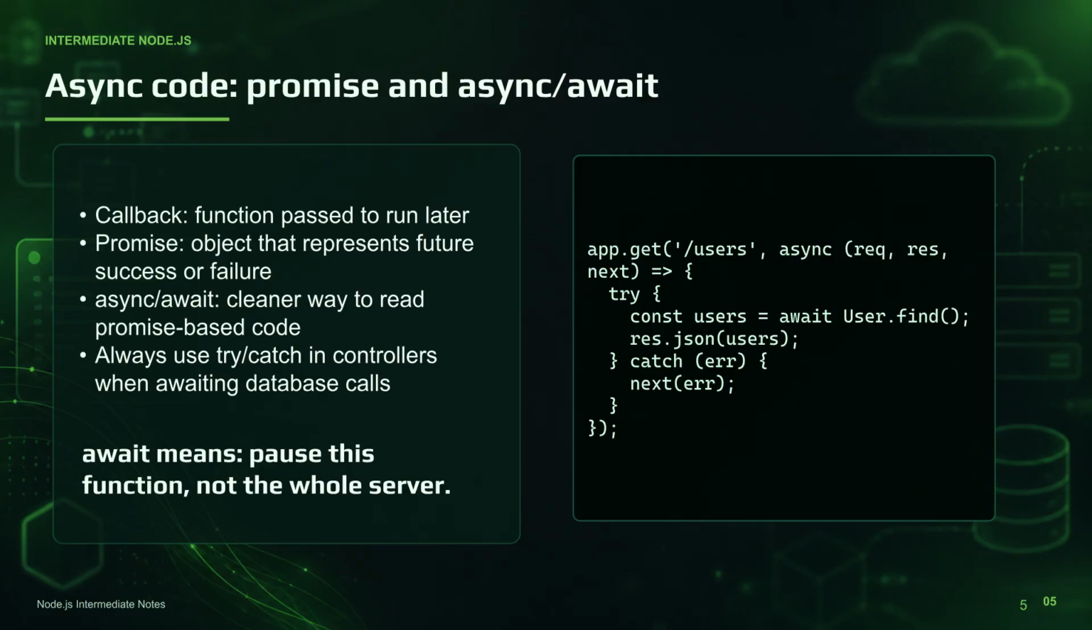Managing asynchronous code is essential. While callbacks are traditional, promises represent future results, and async await provides a much cleaner syntax. When working with databases in your controllers, always use try-catch blocks. Remember, using await pauses the specific function, not your entire server.